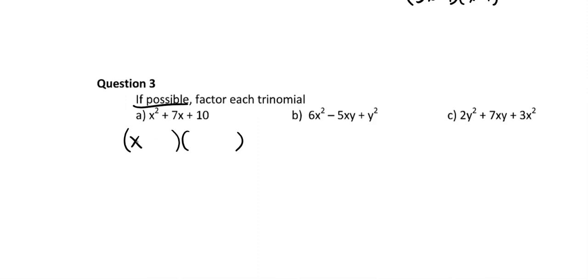And then first one gets an x, and the second one gets an x. And then we've got to find numbers that multiply to 10 and add to 7. Which is 5 and 2, or 2 and 5. Doesn't matter on the order, right? You can put them in either one. So that one, and then they're both plus.